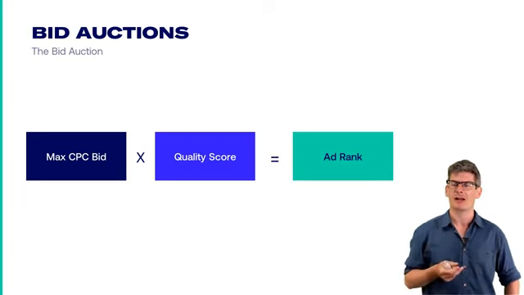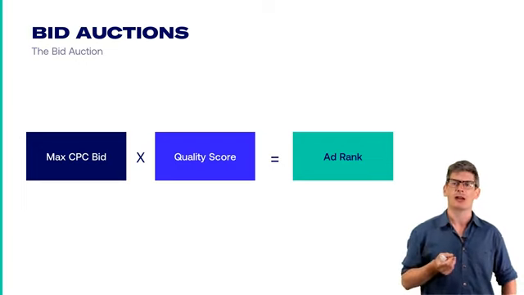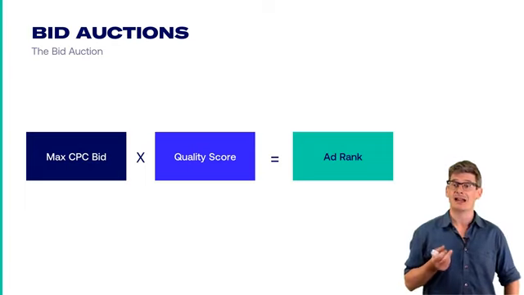So quality score is essential, and quality score is a metric that was introduced in 2005. It is a metric that Google assigns to your keyword based on its CTR, its bid, and its landing page relevance.